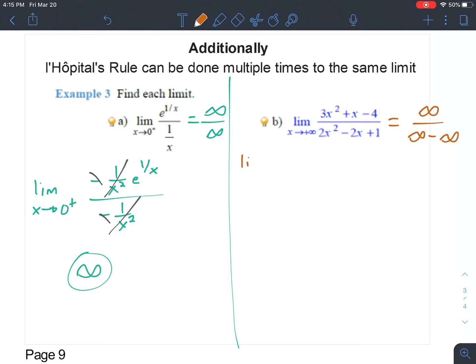We're going to take the derivative of the top and bottom, and the top is going to become 6x plus 1. The bottom will be 4x minus 2. We should check to see if we can solve this. Up on the top, we're still going to get infinity plus 1. On the bottom, infinity minus 2. So infinity over infinity is pretty much what we have. It's still indeterminate. We need to do L'Hopital's again.